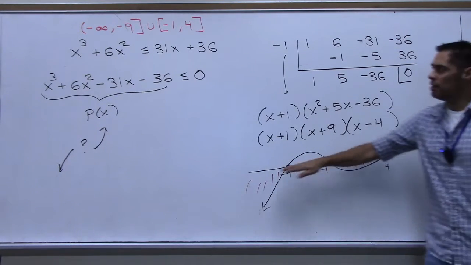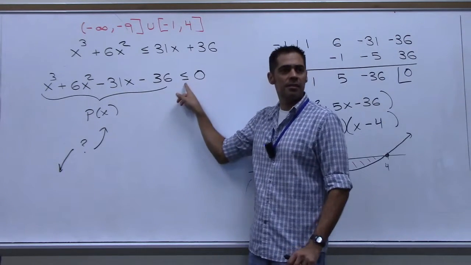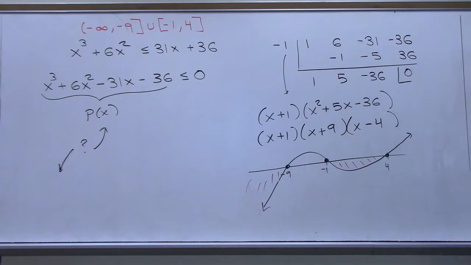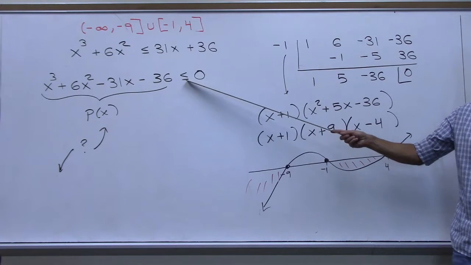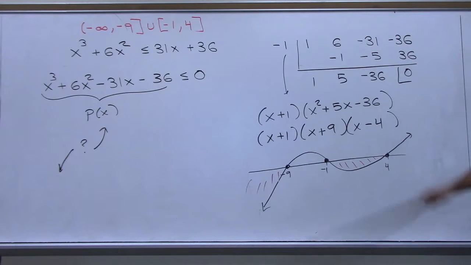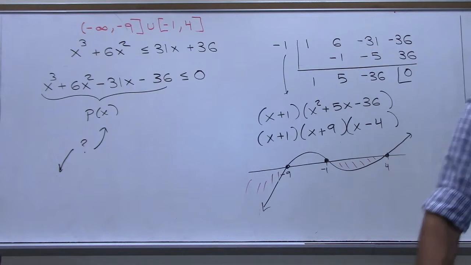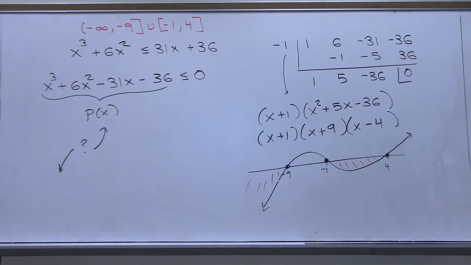The red region is the region below the x-axis, which is what we wanted. We include the points -9 and 4 because those touch the x-axis. We have equality in the original problem. So in red here, that's the answer. Anybody have a question about that? No? All right, we're going to move on.